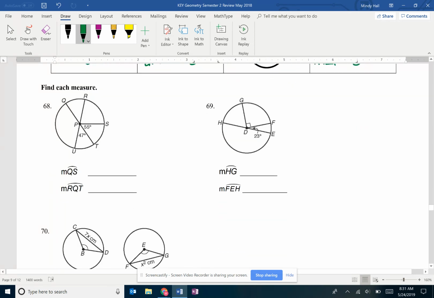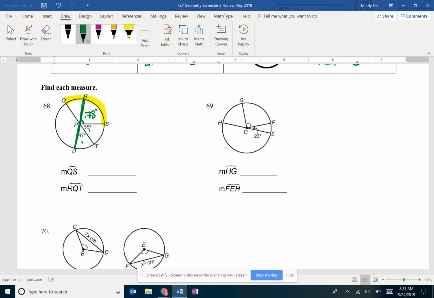So for 68, we're going to have to use a variety of these things. If I want QS, that's going to be this one right here. So I know I need to find these angles. First, to find this angle, I notice that I have a straight line right here. Since I have a straight line, I know that this angle plus this angle plus this angle should be 180. So 180 minus 55 minus 47 gives me 78 degrees.